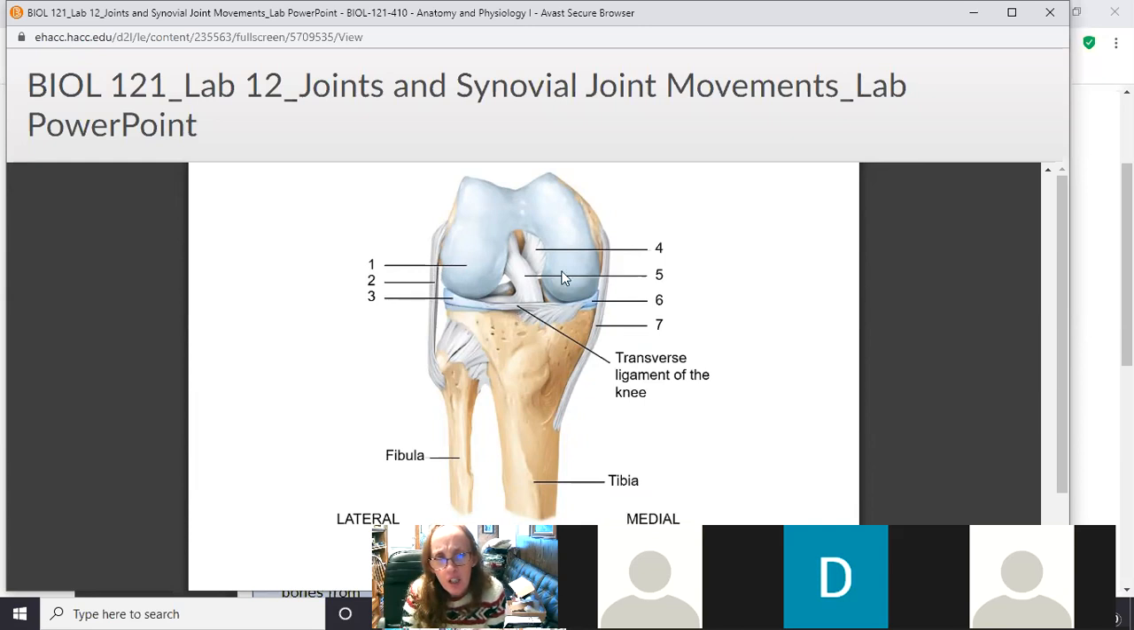The posterior cruciate ligament, the anterior cruciate ligament, number 4. 5 is the posterior menisci, the medial collateral ligament. I think I named them all there.